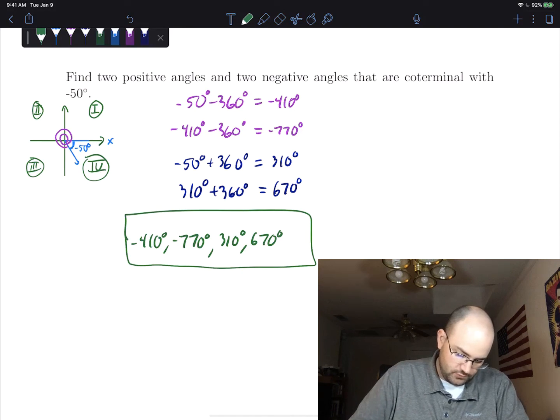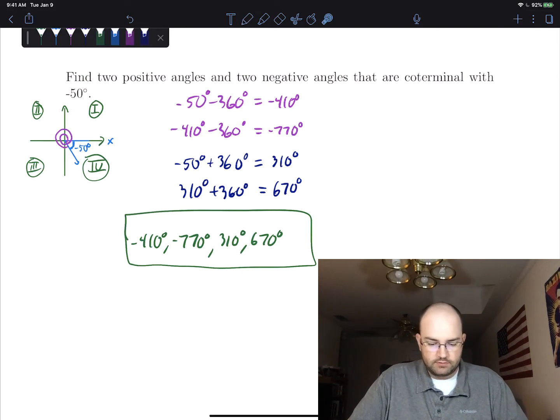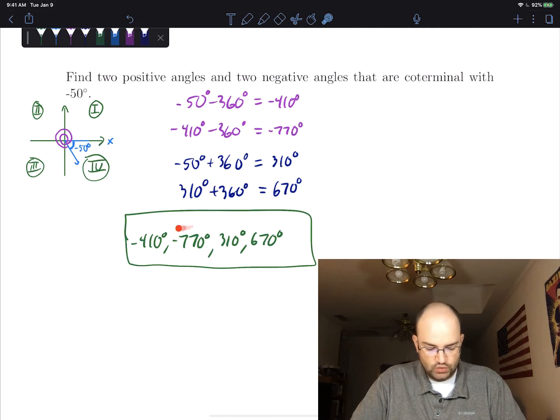Alrighty. Well, there you go. These are two positive and two negative coterminal angles with negative 50 degrees.